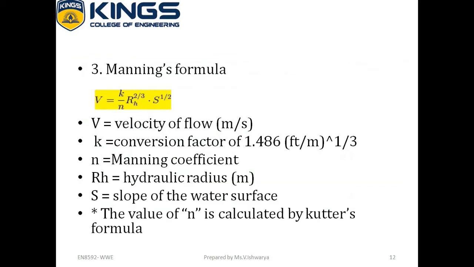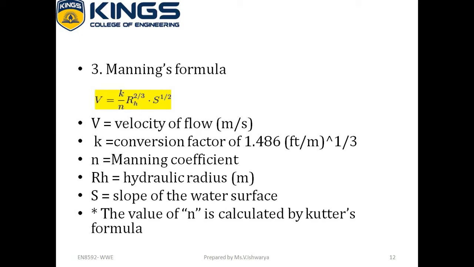So the next important formula is Manning's formula. Here also we are going to find the velocity, but the formula varies. Using Manning's formula, V is equal to K divided by N, R power 2 by 3, S power 1 by 2. Here V is velocity, K is the conversion factor, N is Manning's constant, R is the hydraulic radius, and S is the slope.